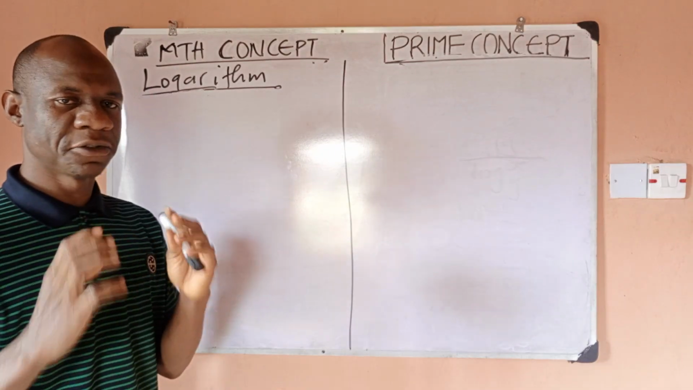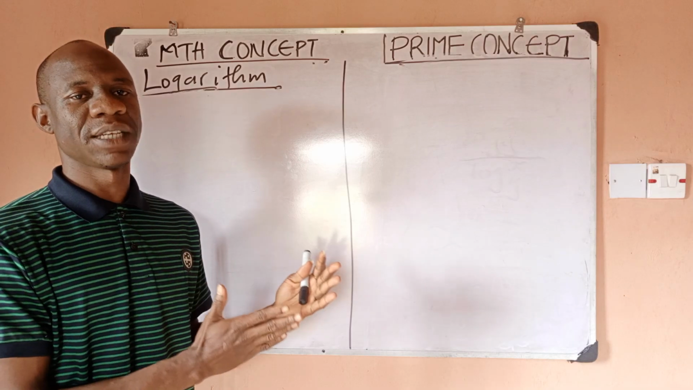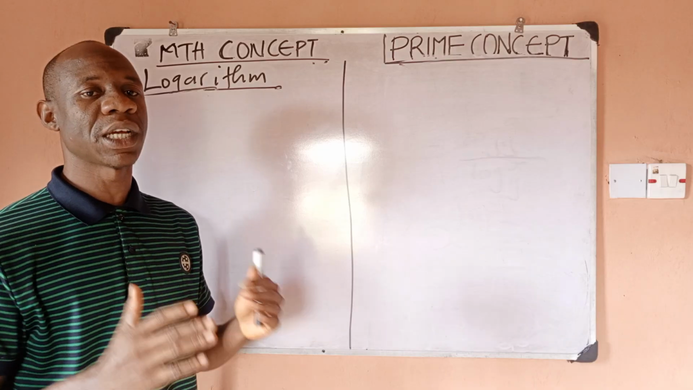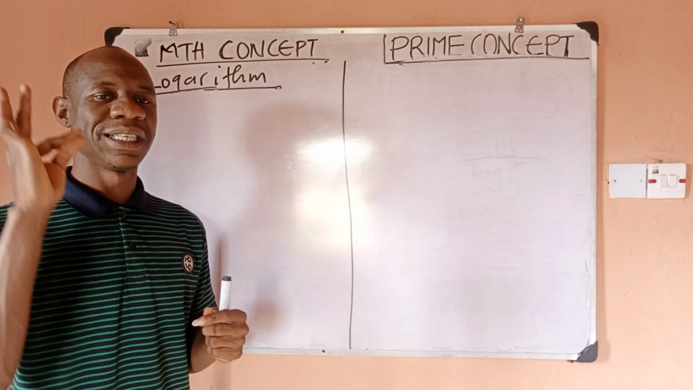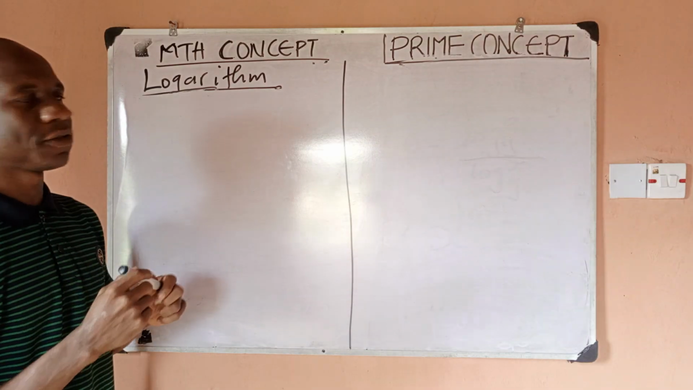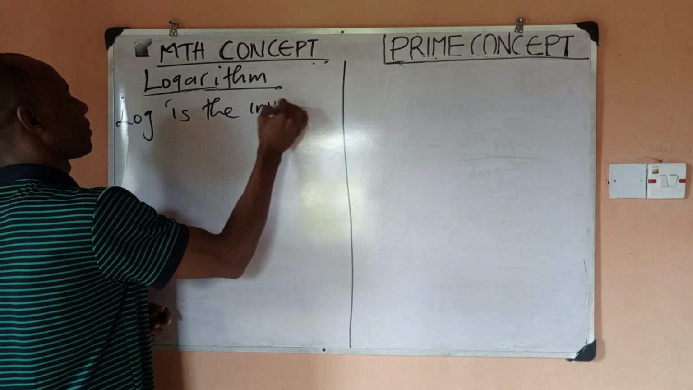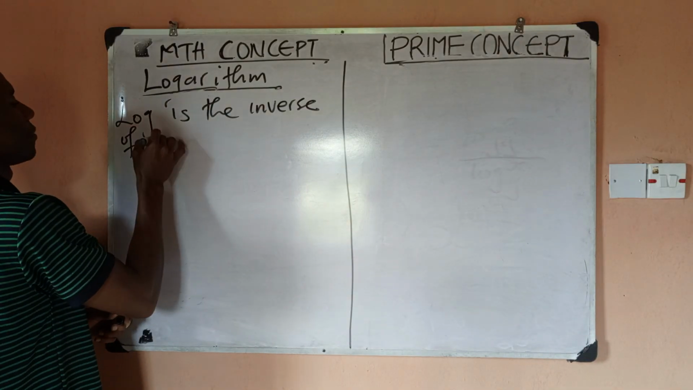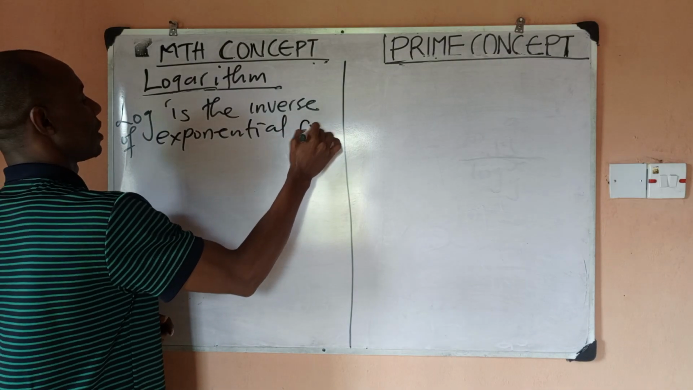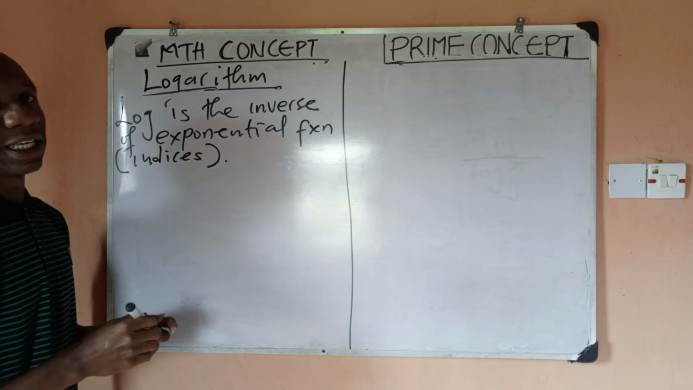Now, what is logarithm? First, we want to establish that logarithm is actually the inverse of exponents, or the inverse of indices, what we know as indices, which is actually an exponential function. So logarithm is the inverse of indices. That is one thing we want to know before we get into the definition. So log is the inverse of the exponential function, which you know as indices. So logarithm is the inverse of this.